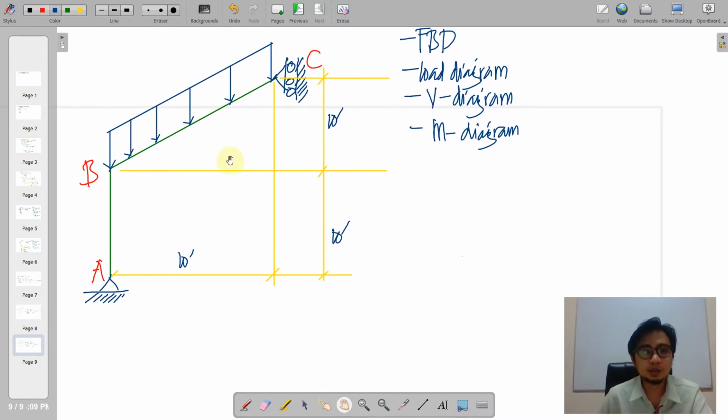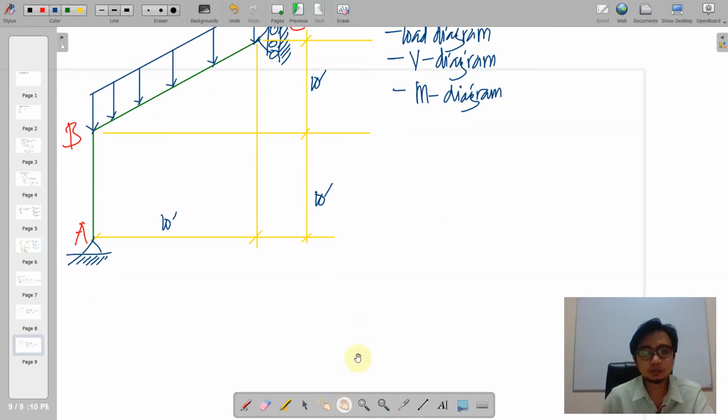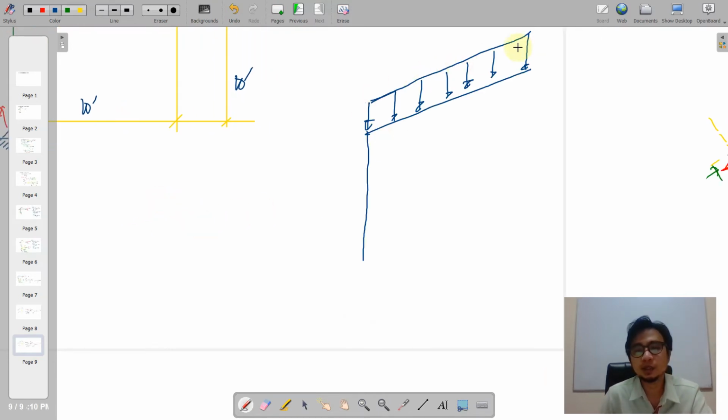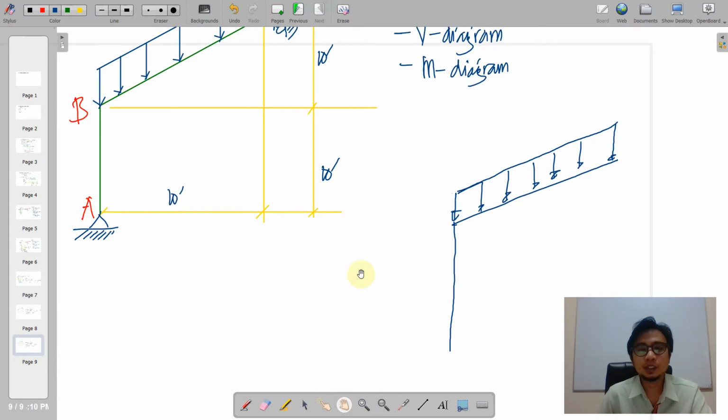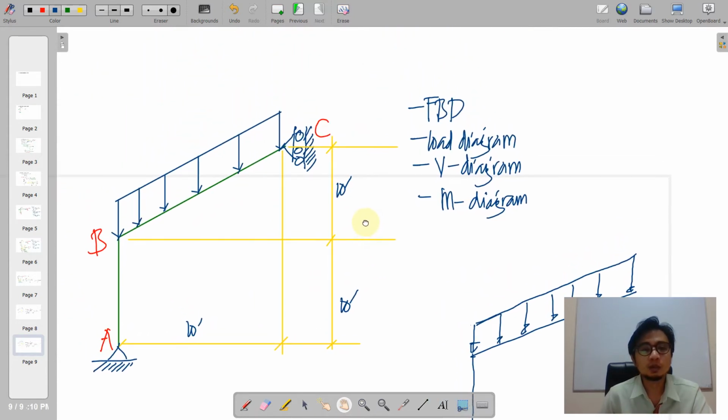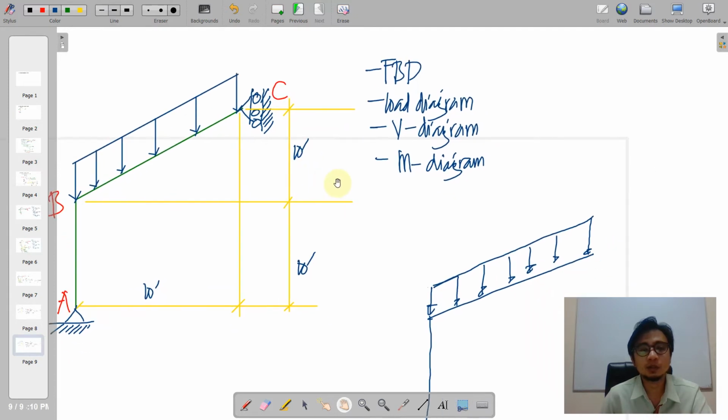Okay, so illustrating the FBD, we'll just have to utilize this beam frame here. Okay, we're going to draw. So this is the distributed load, and obviously the distributed load is global y. It's along the global y.